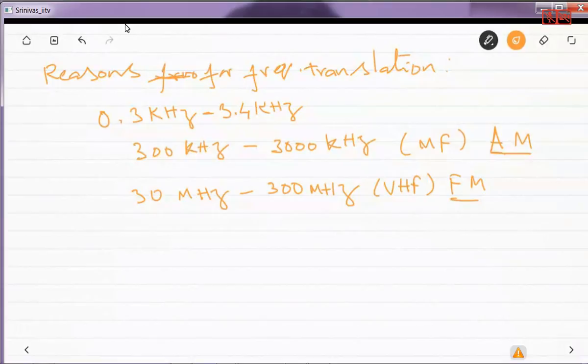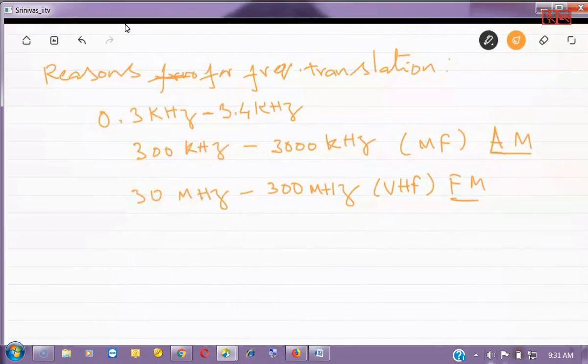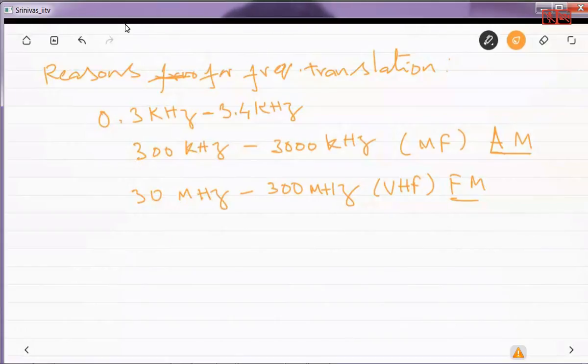Okay. So one of the main reasons that we discussed was the practicability of the antenna dimensions, right? Though that is the primary reason, there are also other reasons which require us to do this frequency translation from a lower frequency range to the higher frequency range, right? So let us quickly discuss those aspects.